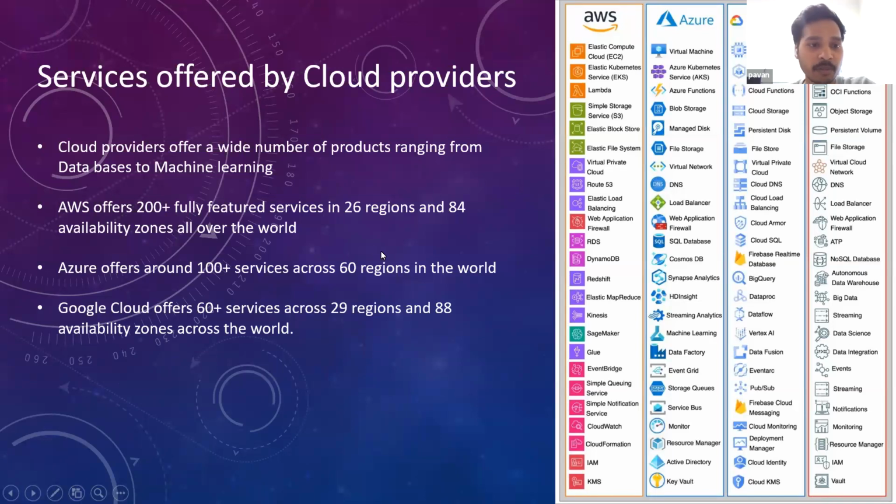And Azure offers more than 100 services across 60 regions across the world. And Google Cloud offers 60 plus services across 29 regions and 88 availability zones across the world.